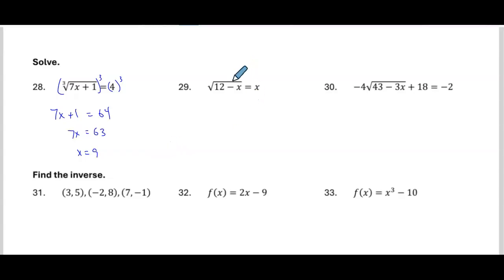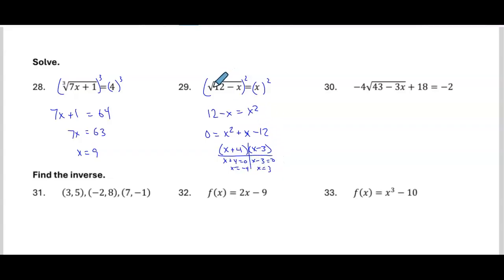Okay, number 29. Square root this time. So if I square, it'll negate the square root. So squaring a square root is nothing. It's just going to be 12 minus x equals x squared. I have an x squared. I need to get a 0 so I can factor this. So 0 equals x squared plus x minus 12. And that factors into x plus 4 and x minus 3. So quick solving chart on this. I get x equals negative 4 and positive 3.